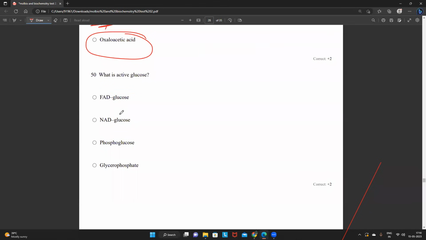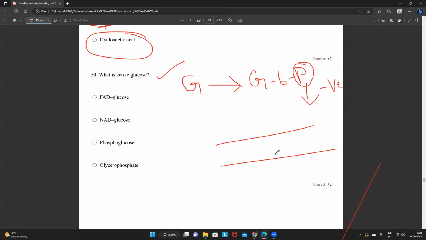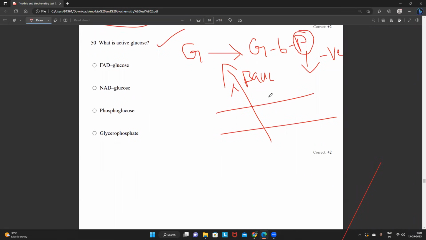Question number 50. What is active glucose? See, in glycolysis, the first step, you tell me what happened. Once glucose enters glycolysis, what is the first step? Glucose immediately converts into glucose 6-phosphate. Why, friends? If glucose converts into glucose 6-phosphate, phosphate is what charged? Negatively charged. Do you think it can cross the plasma membrane? Never. So it can't escape back. It has to continue the remaining 9 steps.